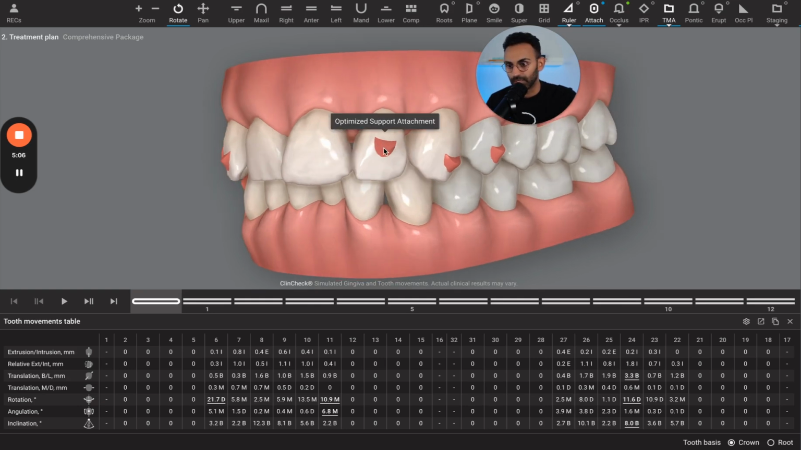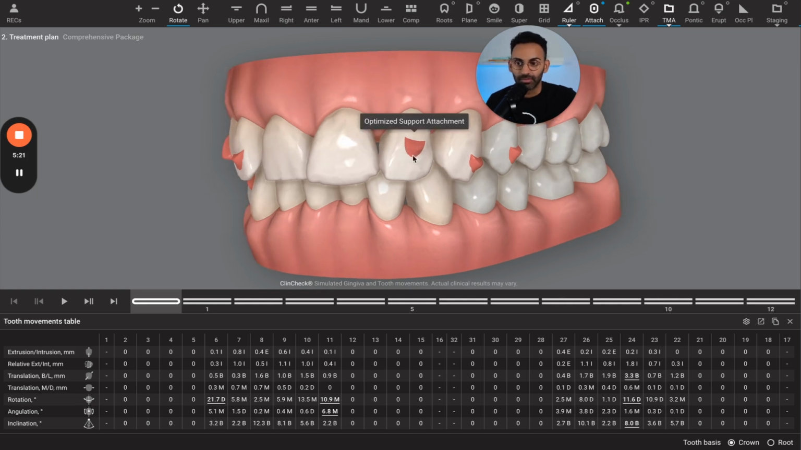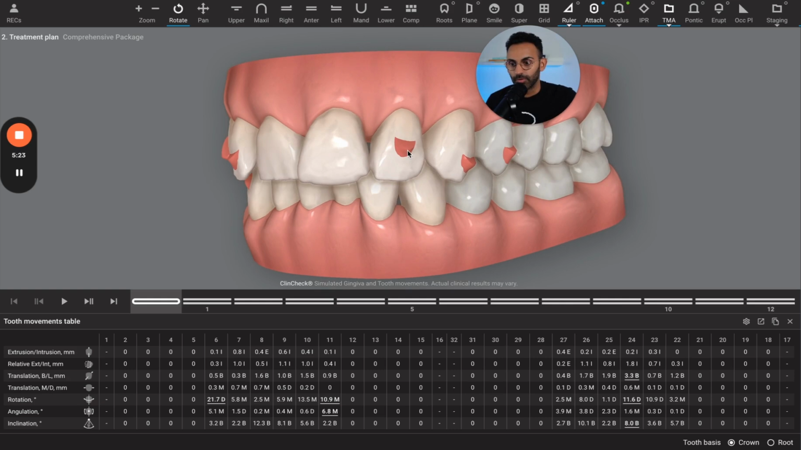And this is what a lateral retention attachment looks like. Honestly, the bigger the better, because laterals are very difficult to move with the aligners, very tricky. And so this attachment is really good to help grip this tooth and be able to move it around. So I always make that change.